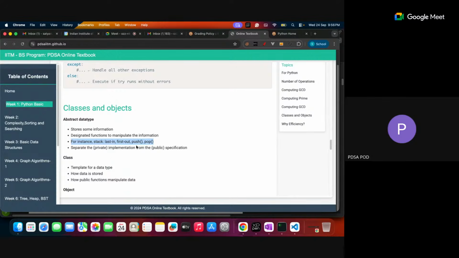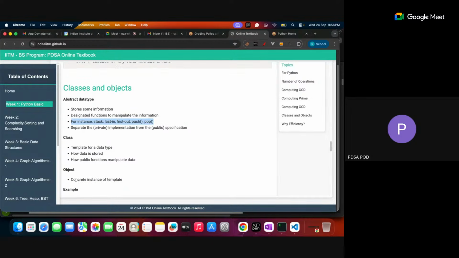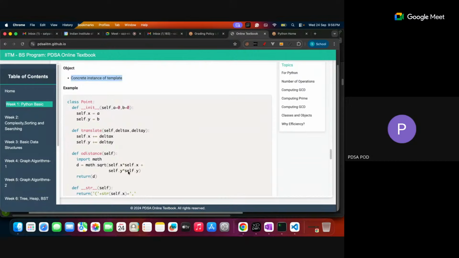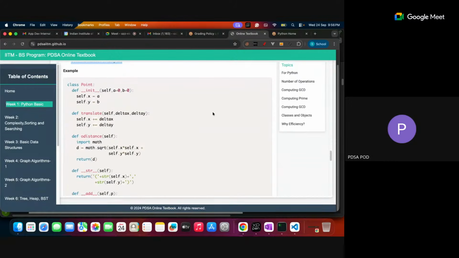Once a class is available, we create an object of it, which is called an instance of the class. If a stack class is there, we create a stack object. If a linked list class is there, we create a linked list object. Here there is an example. It is a very easy example.